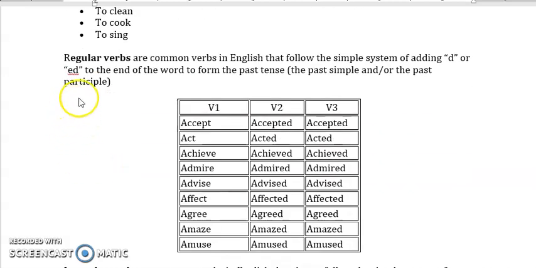Alright? Regular verbs, kata kerja bahasa Inggeris ni, there are two categories, regular and irregular. Kata kerja biasa, kata kerja luar biasa. Regular verbs are common verbs in English that follow the simple system of adding d or ed to the end of the word. Penambahan d, ed, ied to form the past tense, the past simple and the past participle.